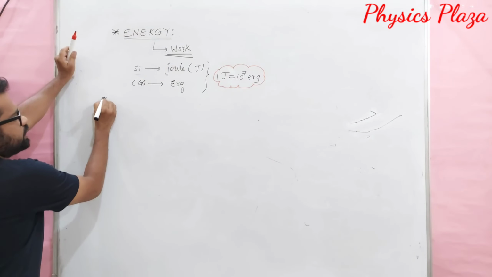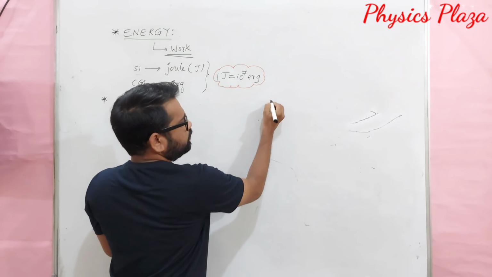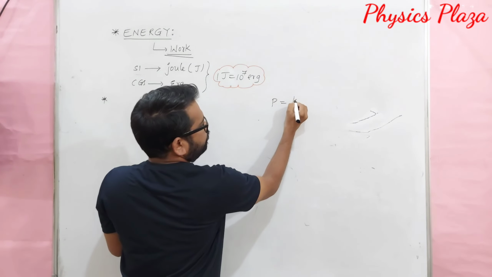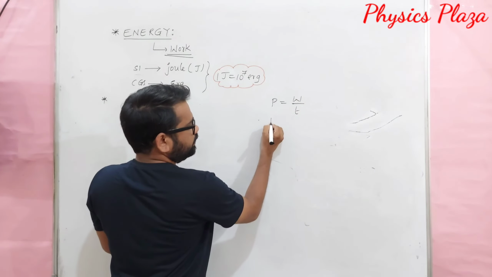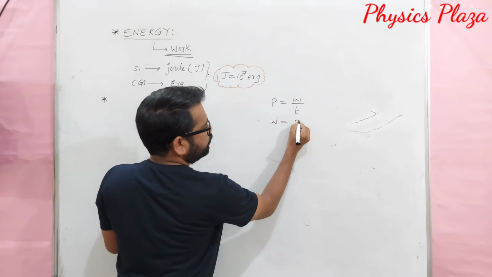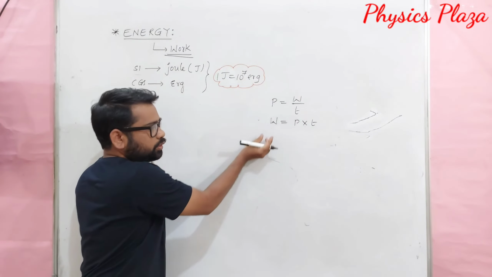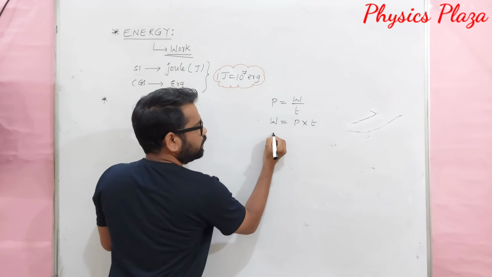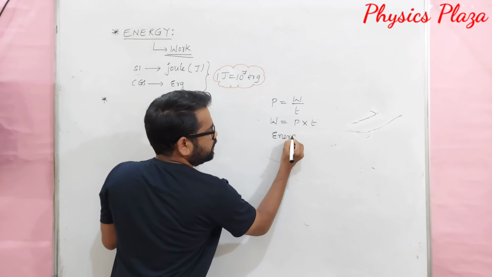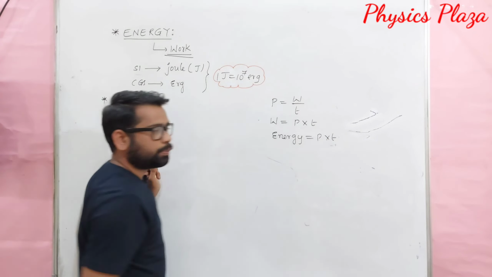The first one: from the concept of work and power, power is equal to work by time. As power is equal to work by time, can I write work is equal to power into time? Of course, we can. As I told you, work indicates the amount of energy. So I can write here: energy is equal to power into time.